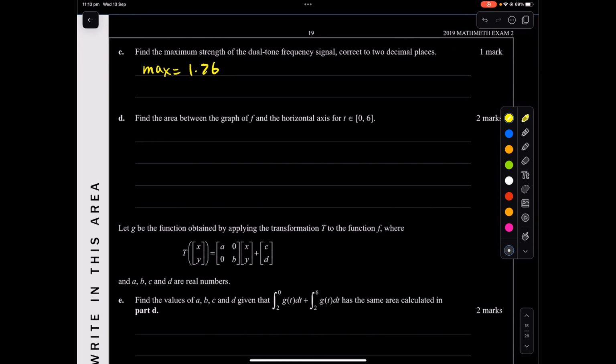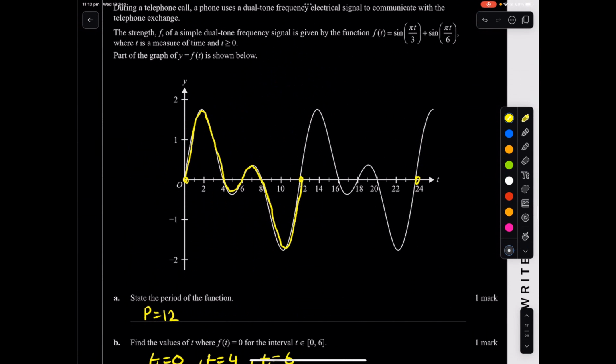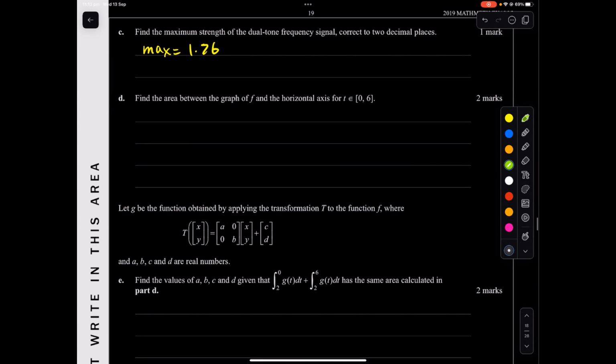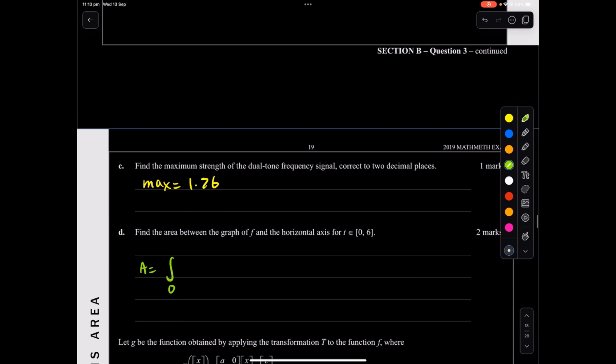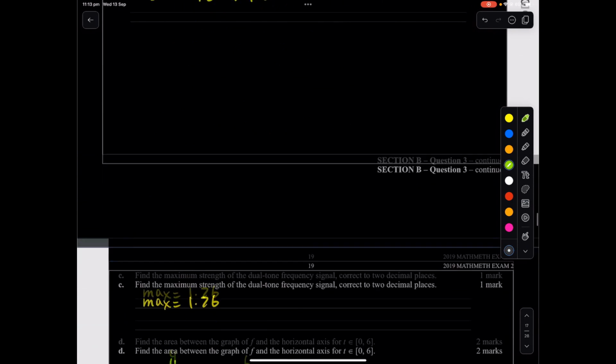Find the area between the graph of f and the horizontal axis for t from 0 to 6. So what we want is this area over here, from 0 to 6. This area over here, these two. So your area will be the integral from 0 to 4 of f of t dt plus, actually minus, let's make it easy, minus the integral from 4 to 6 of f of t dt.